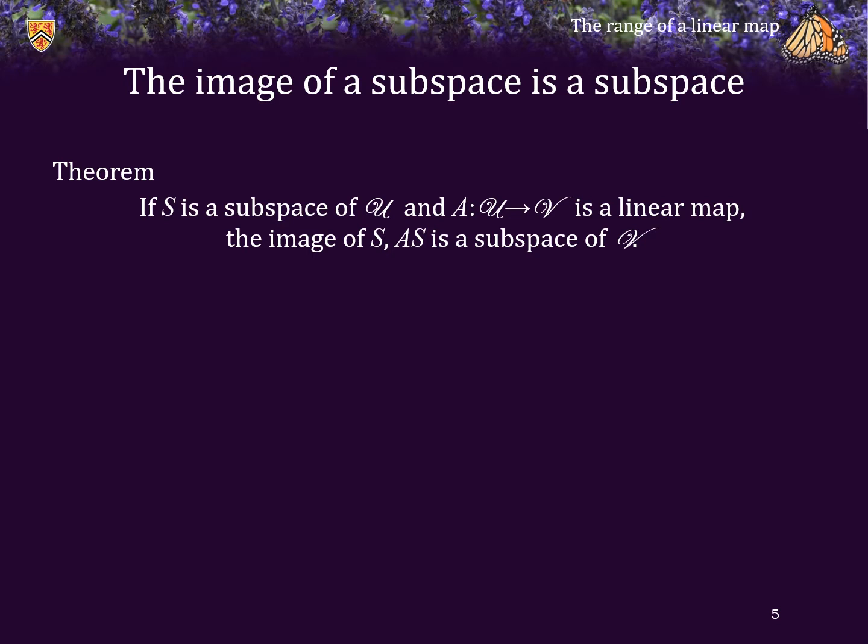Here's a similar theorem. If S is a subspace of the domain U, and A is a linear map taking U onto V, then the image of the subspace S, and you'll recall that we represented the image of a set as A times that set, is also a subspace of the codomain V. Well, the proof of that is up to you. But it's very, very similar to the previous proof.